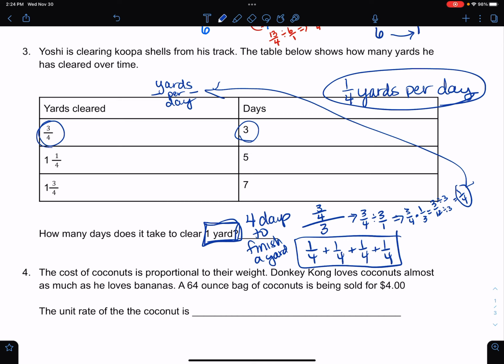Okay, so thinking about what we figured out there. I had to plug it in. I had to think about it because the way that we wrote it was yards per day. And it's asking about how long did it take to clear 1 yard. Well, guess what? What I calculated was yards per day. So I needed to flip it. Complicated. It shouldn't be complicated.